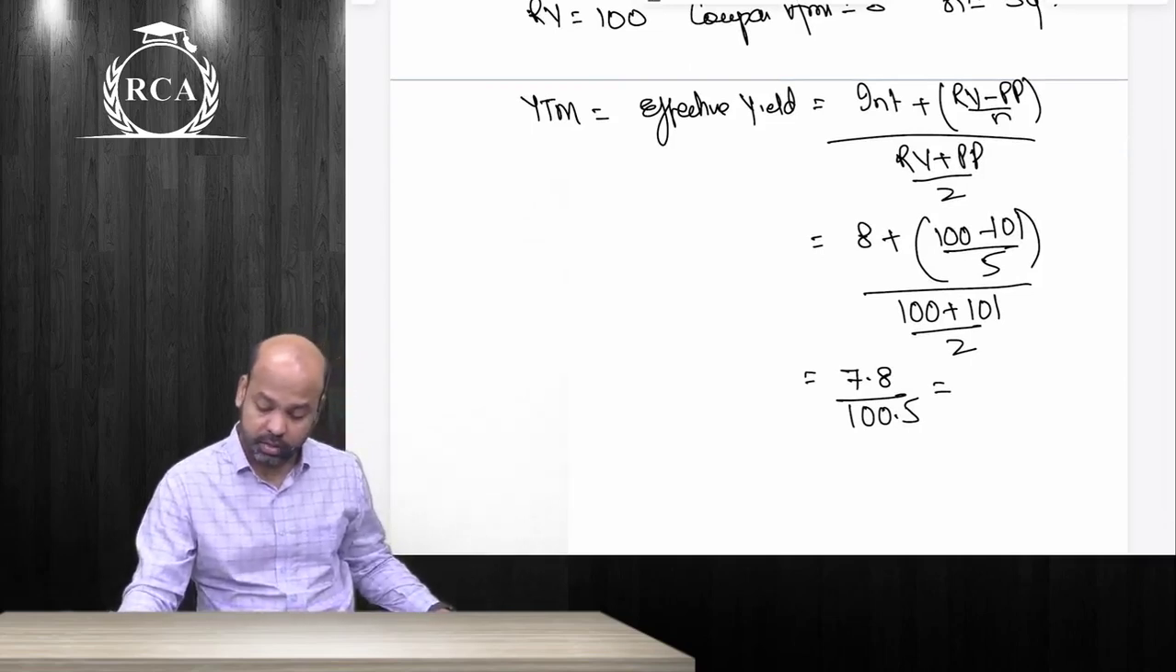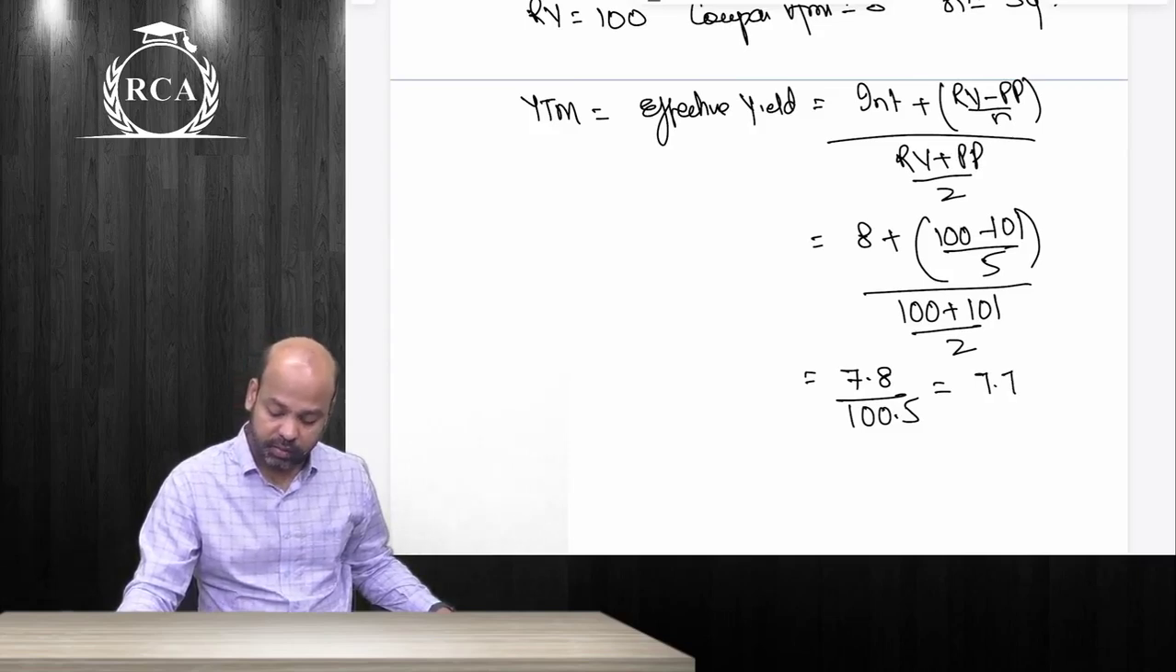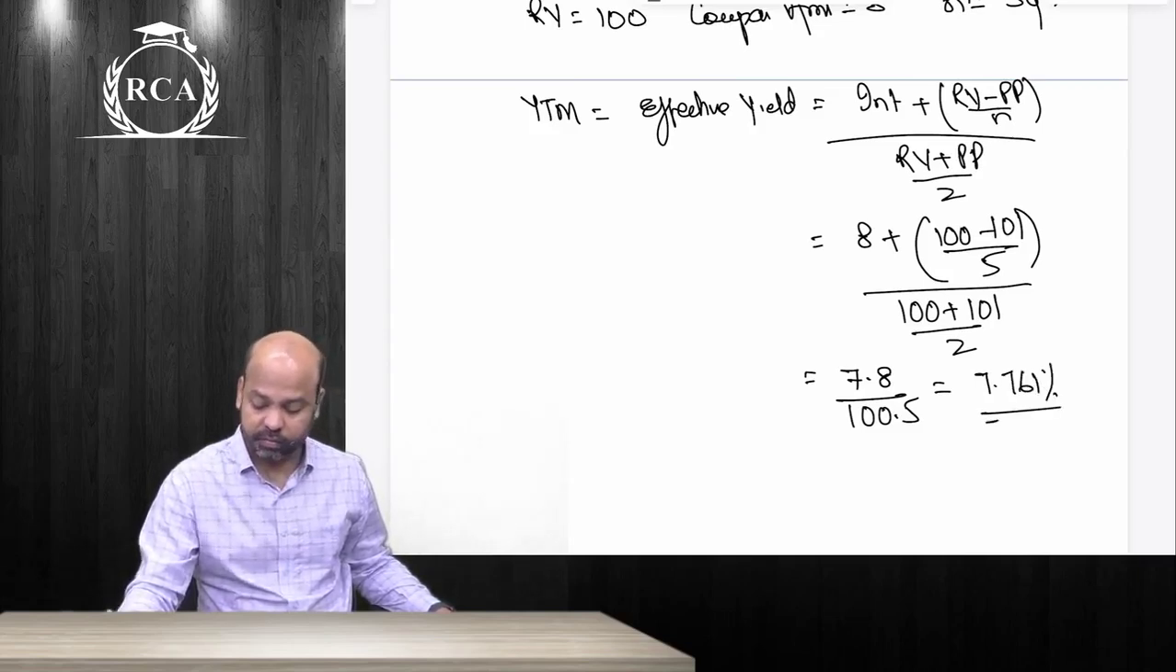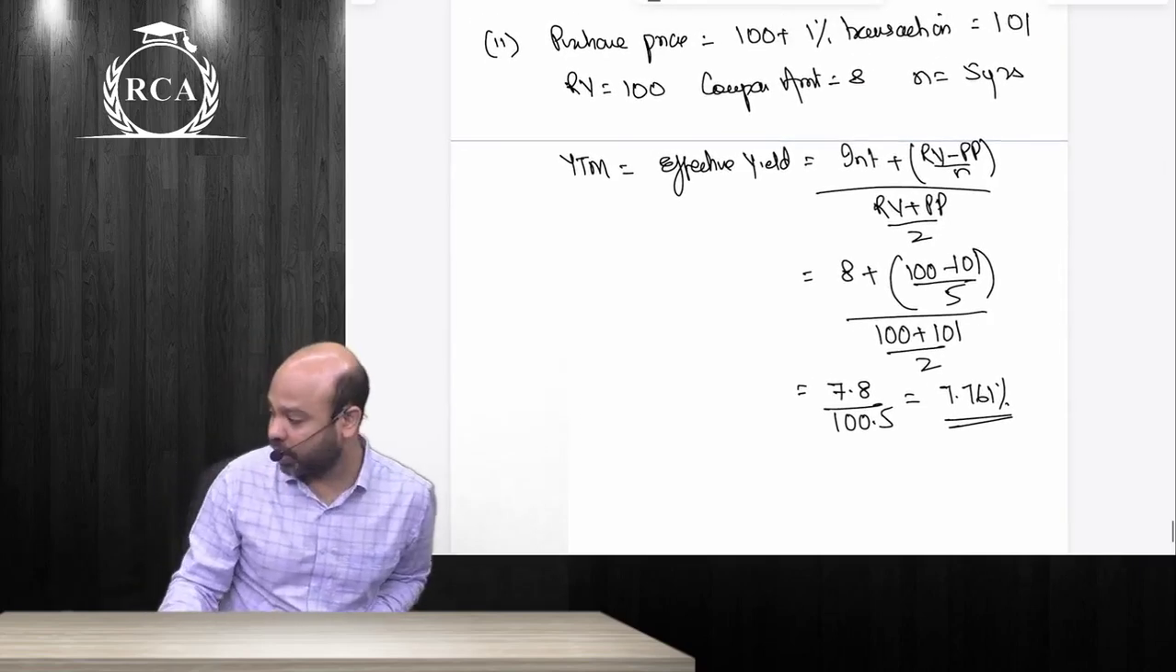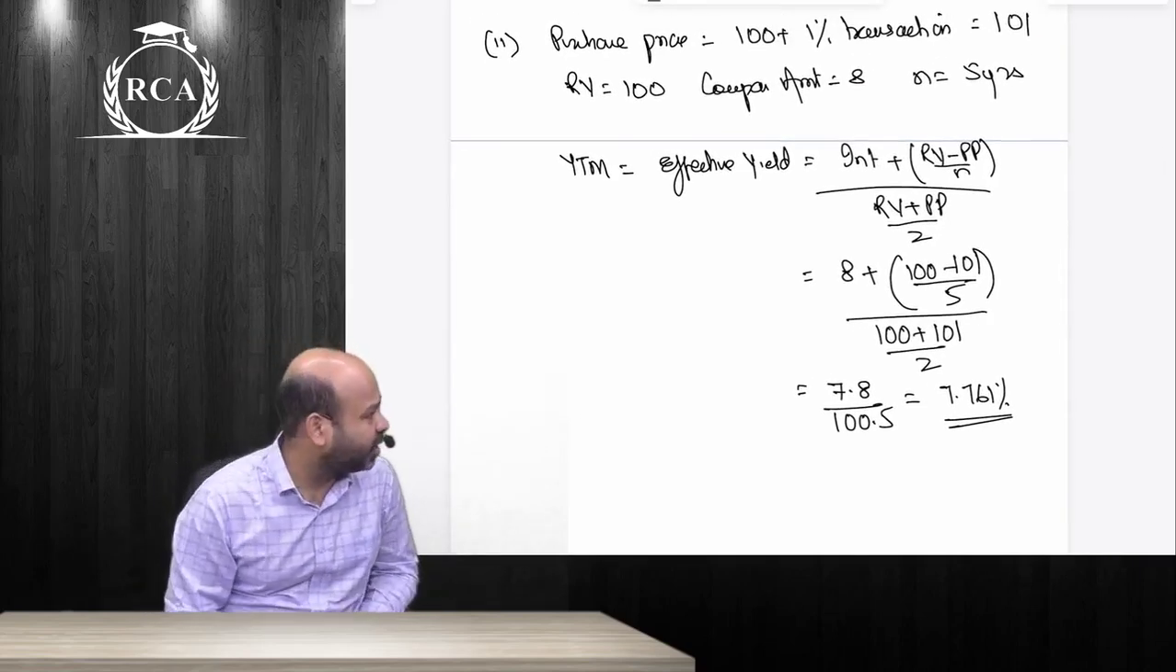Correctly written? 1 by 5.2, 8 minus that. So what is the effective return? 7.76. The effective return that we will be generating is 7.761%.